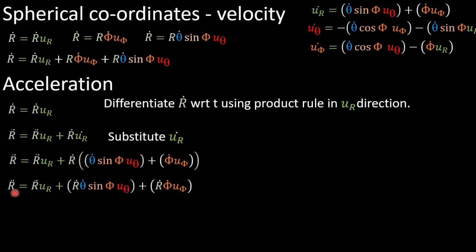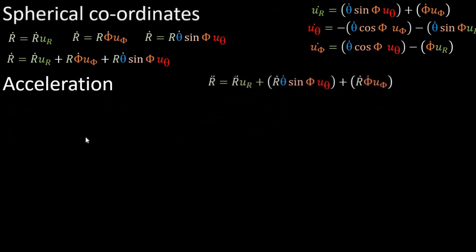So you can see acceleration here is in terms of u sub r, u sub theta, and u sub phi. But we started off with the velocity in the u sub r direction. So this is just one part of it. So next we're going to have to differentiate this with respect to time and this with respect to time as well. So let's do that.